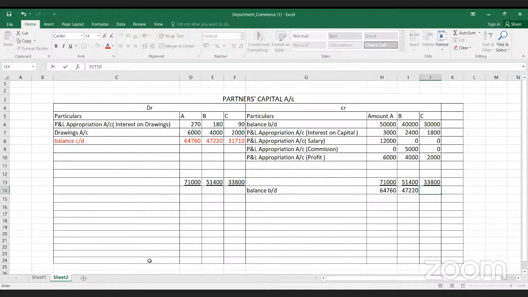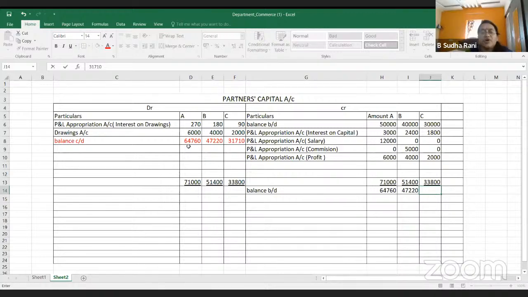How do you take time? See, all three are not withdrawing on the same dates. A in the beginning of the month, B middle of the month, C end of the month. So for A, you should take different time.